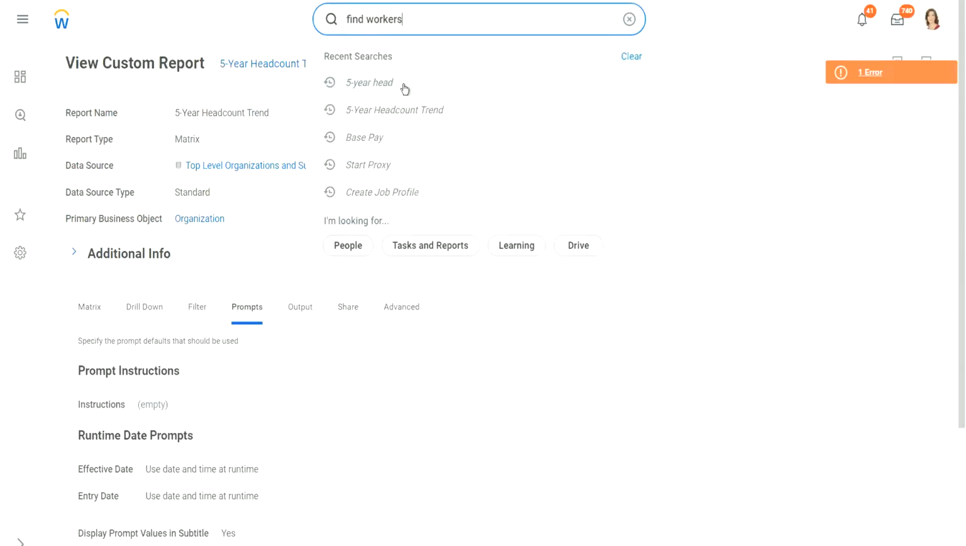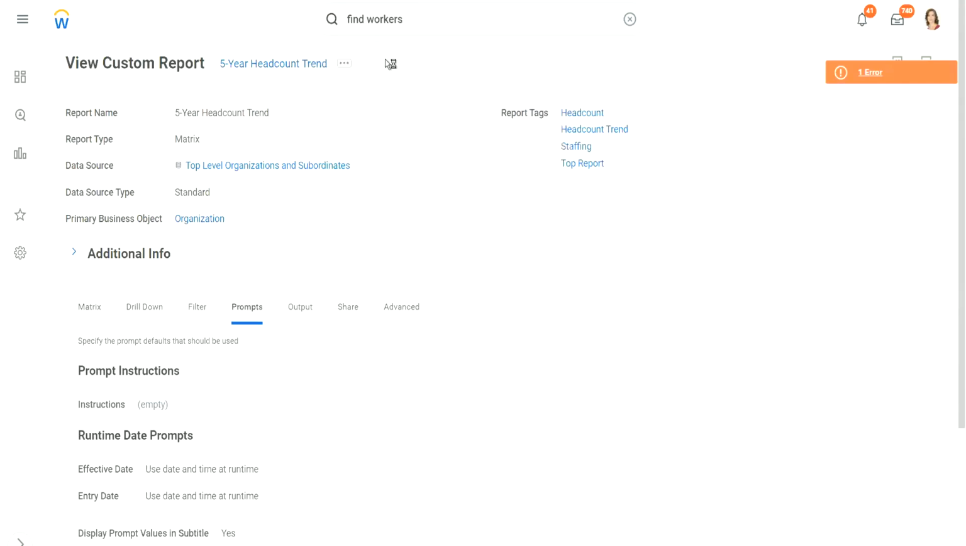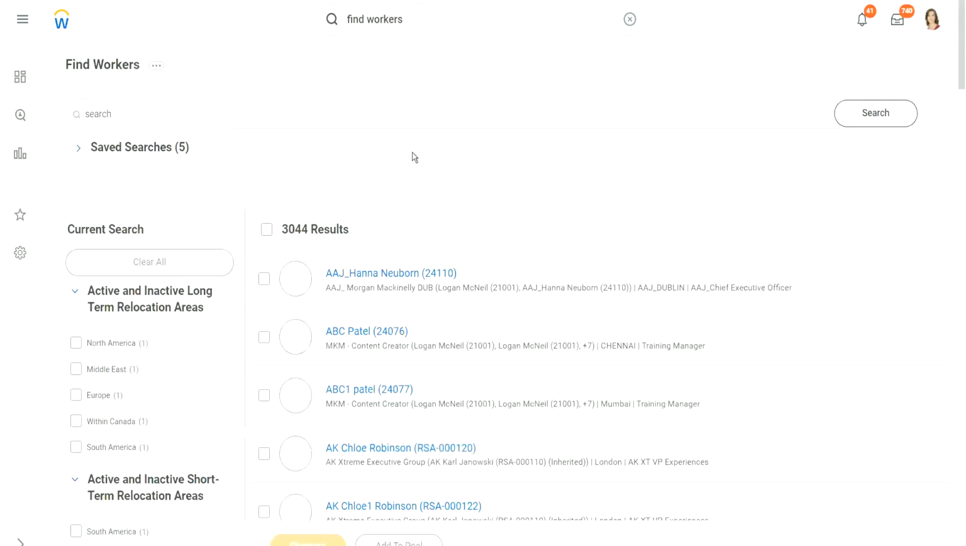Find workers, right. Find workers. Let's look at this report. Now does this report look similar to what we saw before?